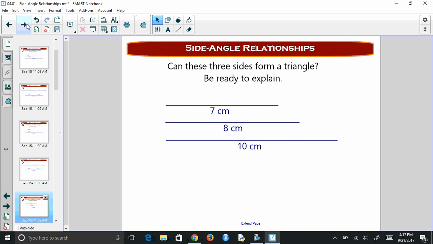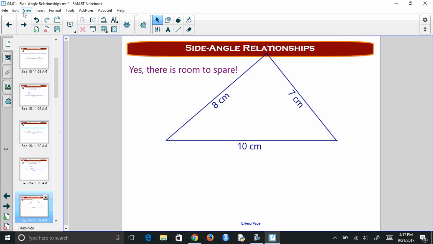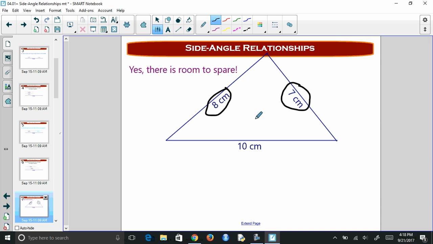So for a triangle, we need something like this, 7, 8, and 10. Because if you do so, there's going to be some room to spare to make a triangle. So the rule is that the two sides that are the smallest have to be larger than the third side.